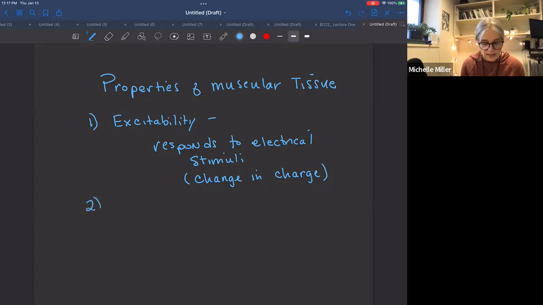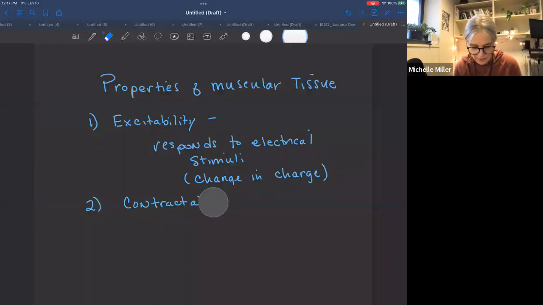The other characteristic is that it has contractility. Let's write it better. Contractility is what they call it. Okay, so this is the ability to shorten. So in order for muscles to do work, they have to shorten. And so we're going to talk about how these muscle cells do this.